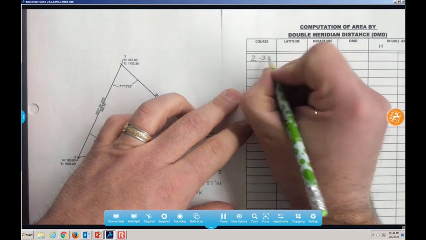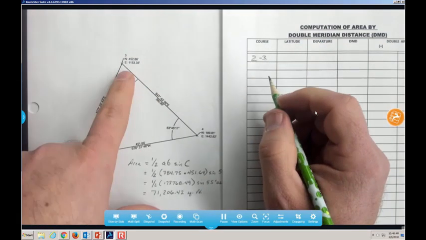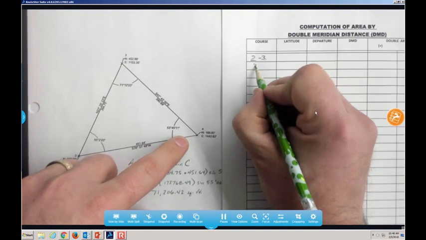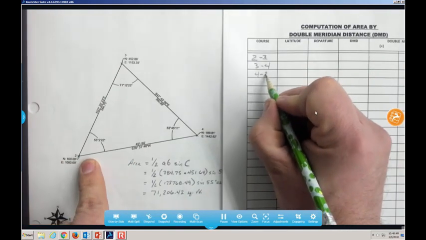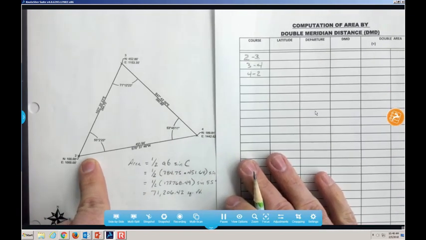Course 2 to 3. And then I'm going to go from 3 to 4, and then from 4 to 2. So I labeled my courses on there.